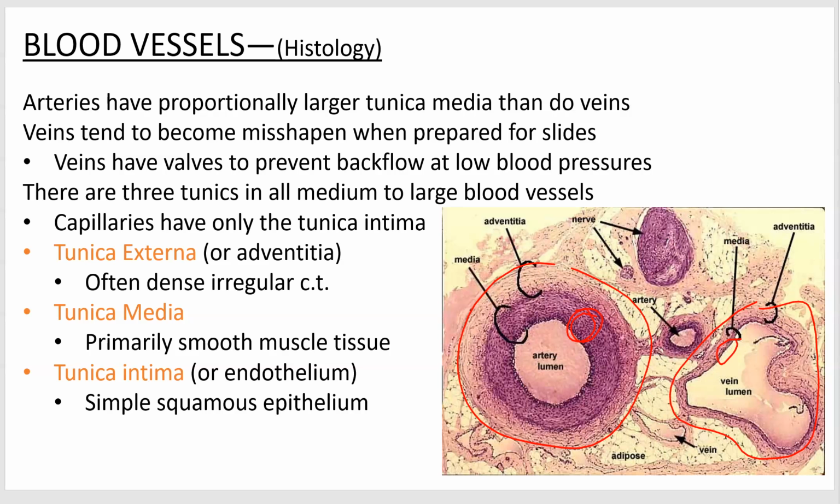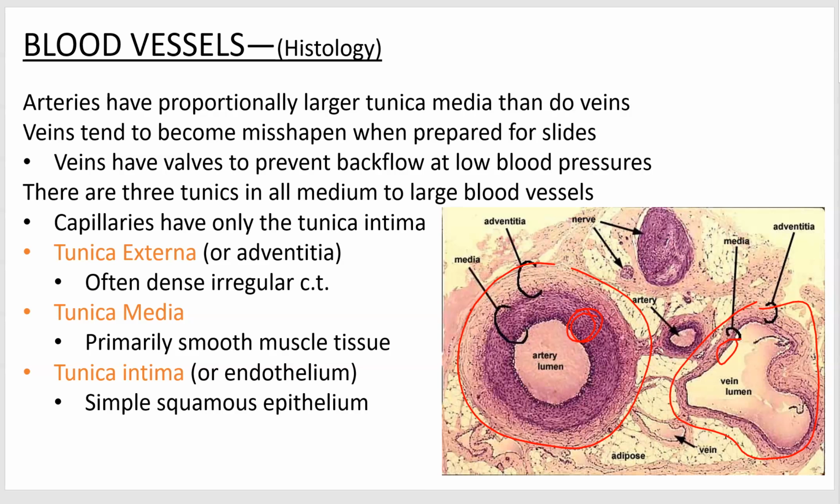Oftentimes you can tell that the veins are going to be a little bit squished compared to arteries. Arteries tend to maintain their shape a little bit better on a slide presentation because of the thickness of their walls. The three tunics can be seen here pretty clearly. The tunica externa or adventitia, you can use either name. Usually it's mostly dense irregular connective tissue. It's different for some smaller ones, but we'll go with that as a good generalization. That's the external connective tissue layer that's going to supply the blood vessel with innervation and with its own capillary beds and circulation.